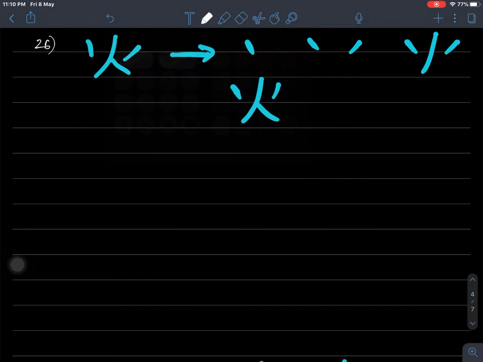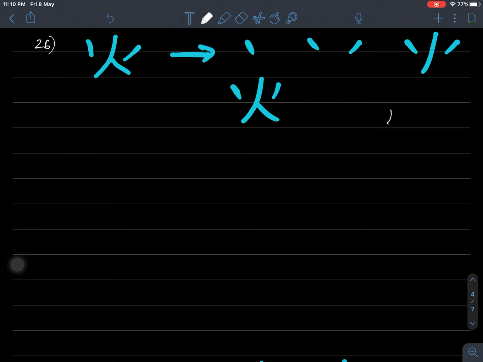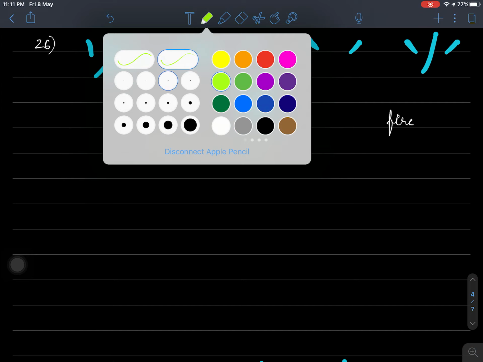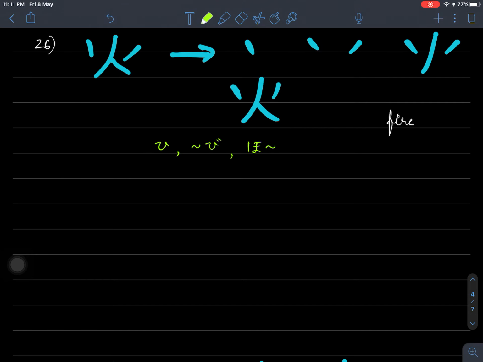So the meaning, yeah, the meaning is fire, right? It only has this one meaning. There are I think 2 or 3 kunyomis. The first one being he, standalone he. Then you have be, which is a suffix, and then you have a prefix ho, and there is only one onyomi for this, and that is ka. That's ka.